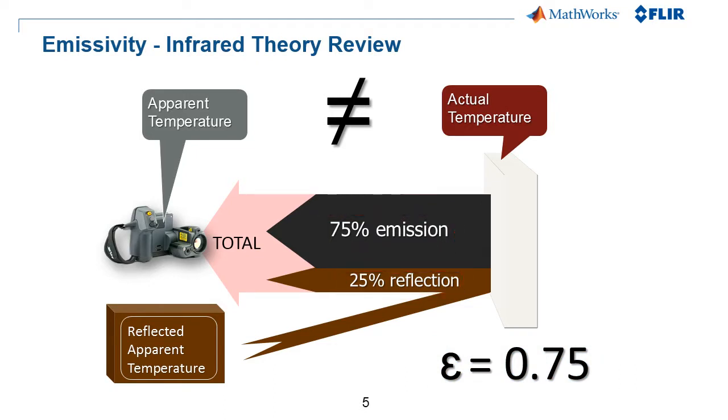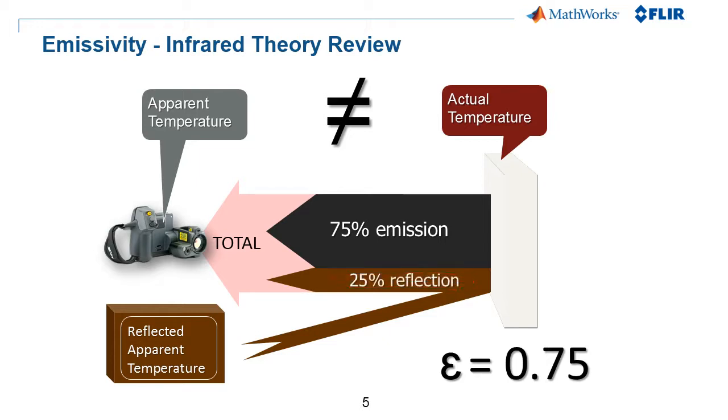Now sometimes the cameras on their own can't tell the difference between reflected or emitted radiation. We have to tell the camera or the software, or we have to do some type of correction to essentially remove that reflected energy. The reason why we want to remove it is so that we can accurately measure the actual temperature.